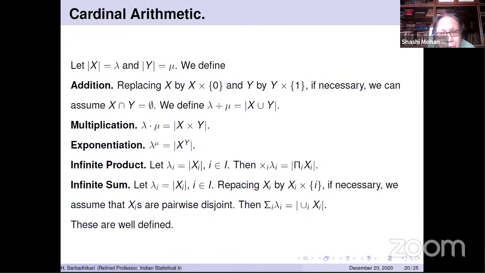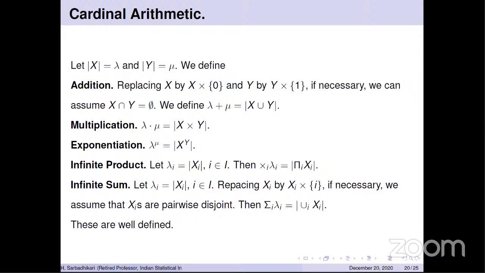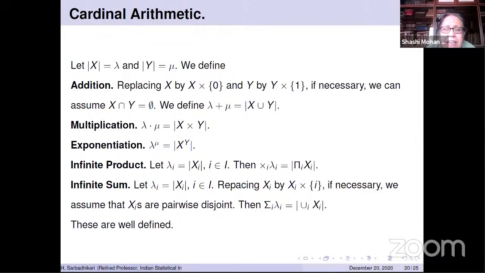Suppose X had M elements and Y had N elements. If I took two disjoint sets, one with M, one with N elements, and put them together, I would get M plus N elements, right? So that is the reasoning behind giving this definition. Is that all right? And for multiplication, similarly, I take the Cartesian product of X and Y, and its cardinality I call lambda into mu. Again, you think of the finite case and you will see that it agrees with your usual definition.